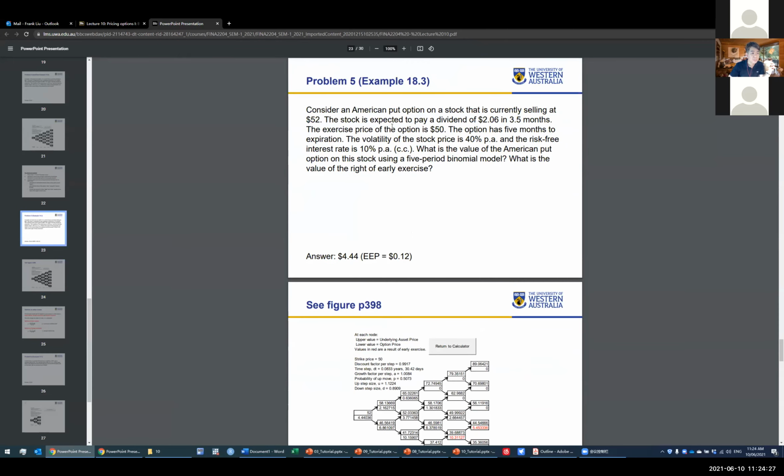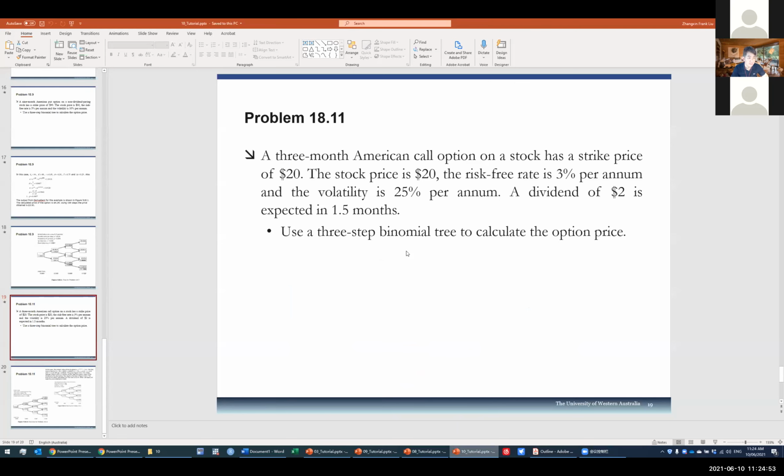So first of all, what's the time to maturity? 5 months. And it's chosen to be 5 steps, 5 periods, which means each period is roughly a month. 1, 2, 3, 4, 5 months, right? So let's use your tutorial one as the easier one to think about how that can be done.